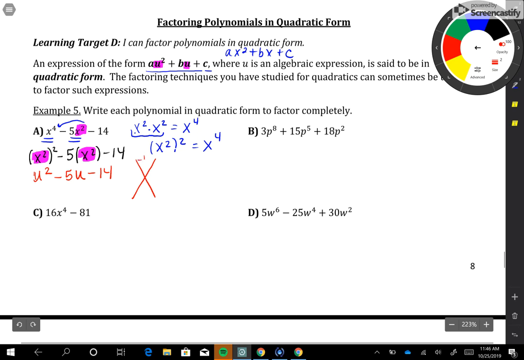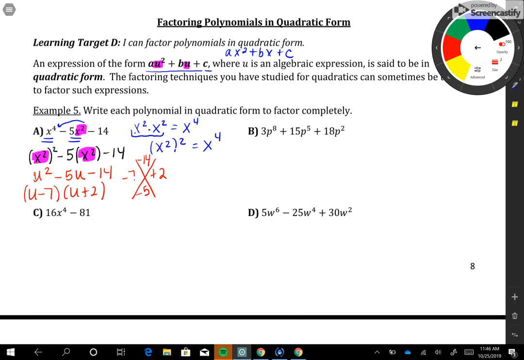We ask ourselves, what multiplies to negative 14 and adds to negative 5? Well, that would be a negative 7 and a positive 2. So factoring this would be u minus 7 times u plus 2. However, we know our original polynomial wasn't with u, it was with x squared. So we put u in place of x squared.